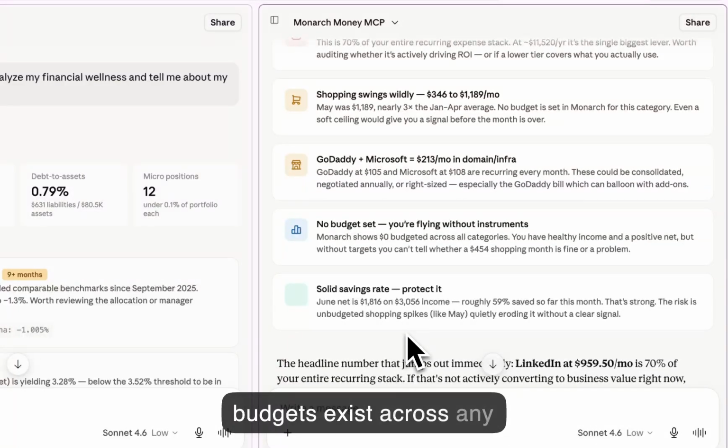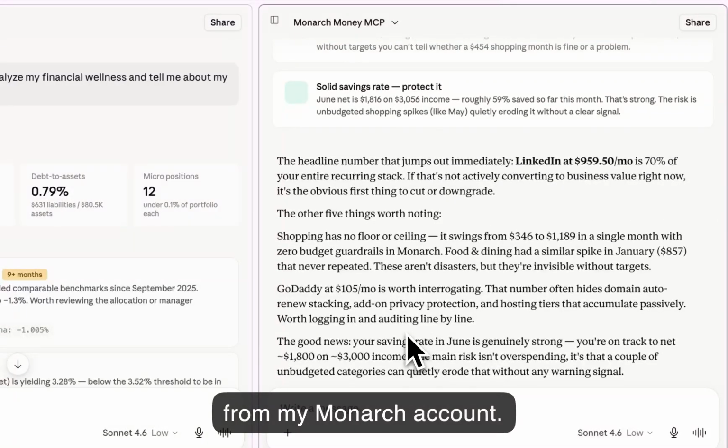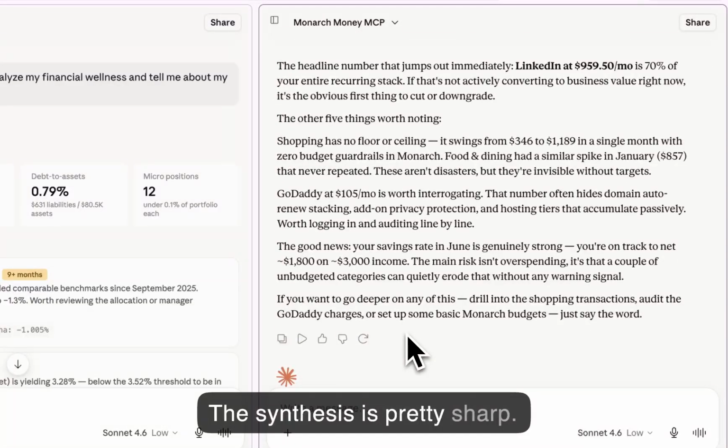And there's a note that no budgets exist across any category, so there's no signal when things go sideways. That's a feature I'll have to edit from my Monarch account. The synthesis is pretty sharp.